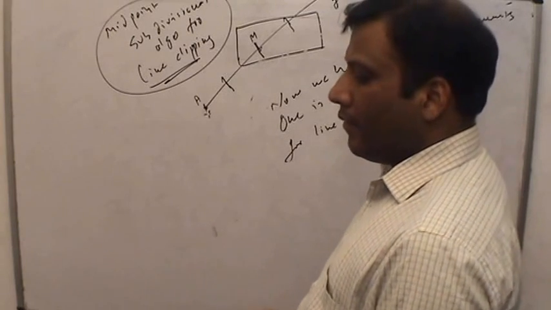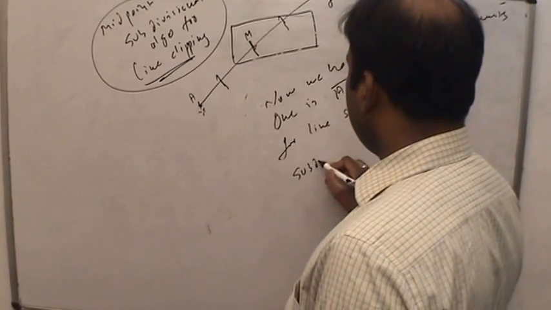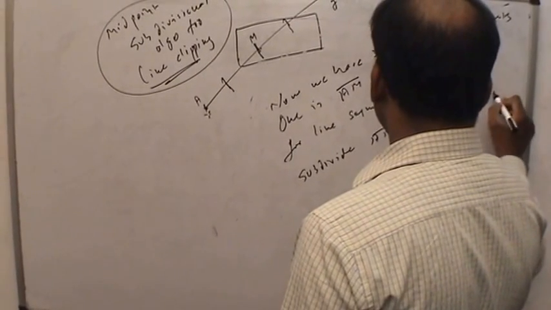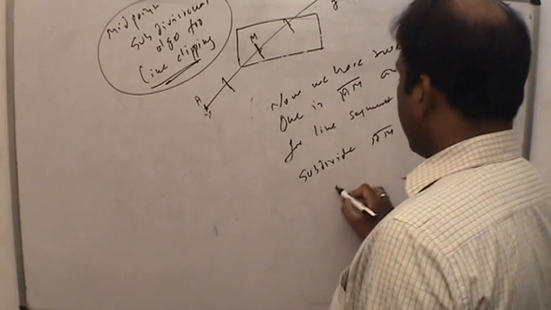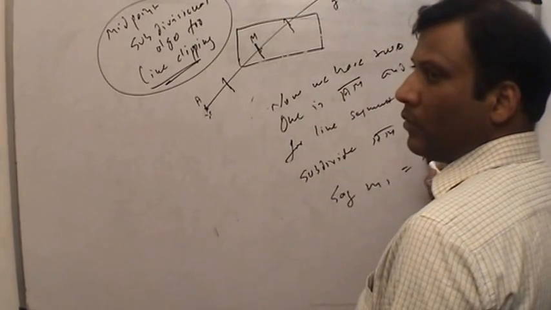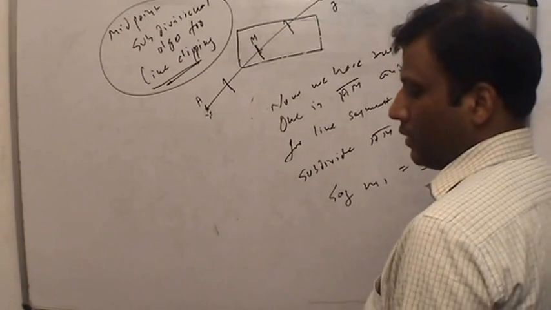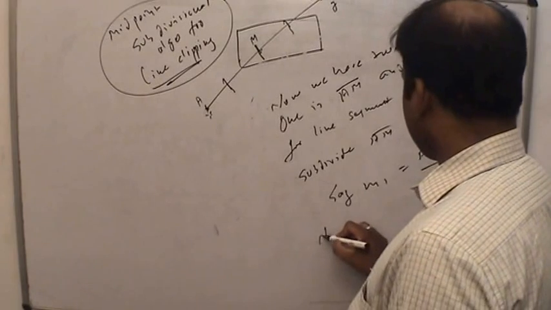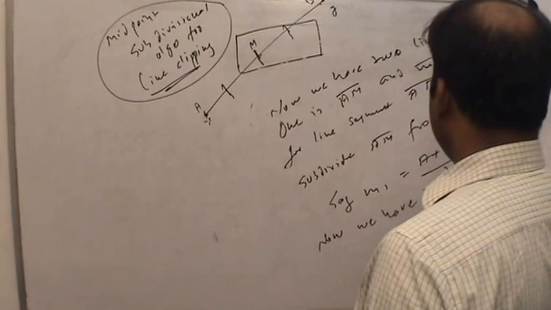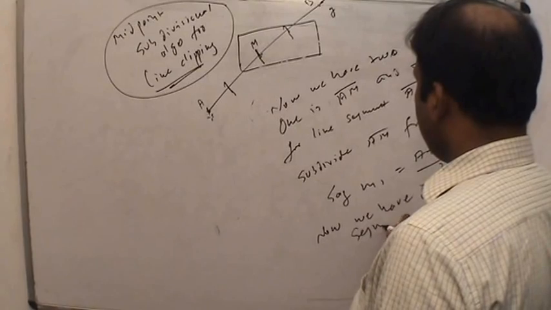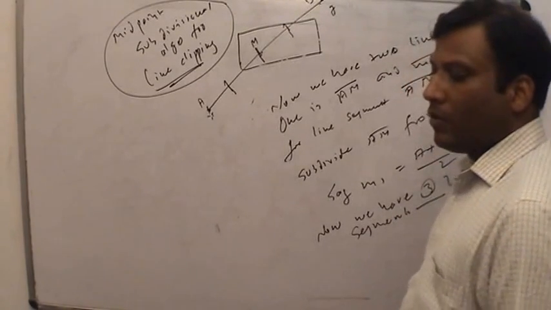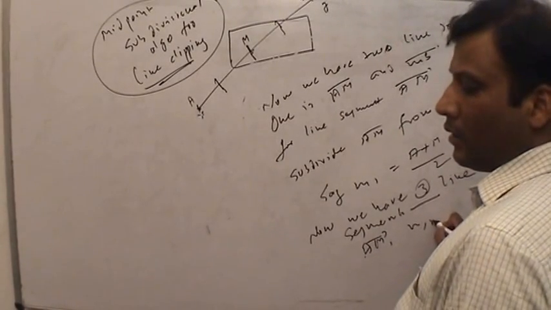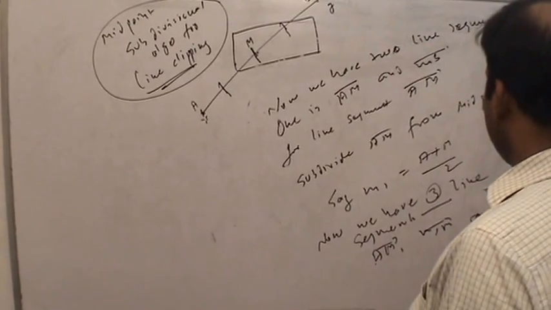Now again subdivide AM from the midpoint. We say that M1 equals (A plus M) by 2. Now we have to find the midpoint. Now we have three line segments. First is AM1, second is M1M, and third is MB.